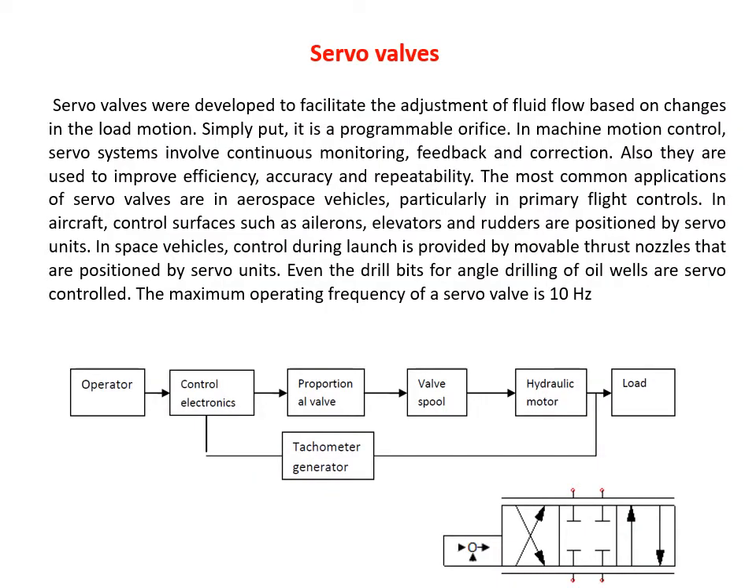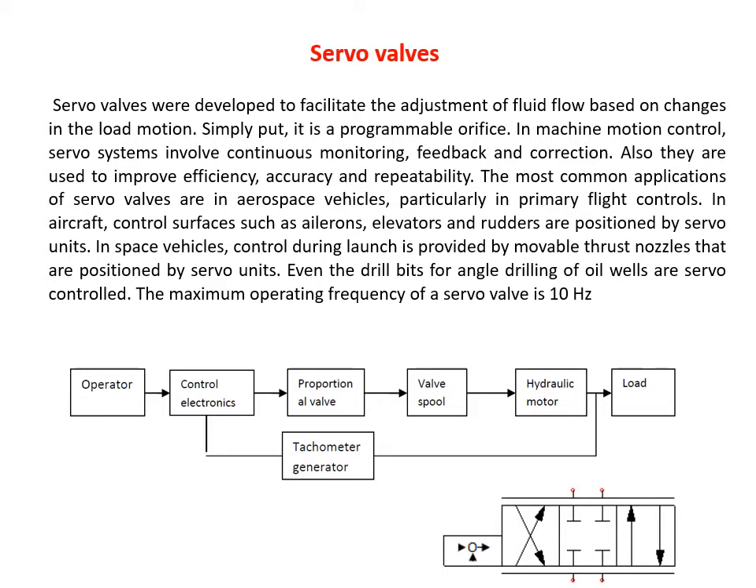So first type of valve we will study is servo valve. Servo valves were developed to facilitate the adjustment of fluid flow based on the changes in the load motion. It is a programmable orifice, you can say. In machine motion control, the servo system involves continuous monitoring, feedback and correction. Also, they are used to improve the efficiency, accuracy and repeatability of the system.